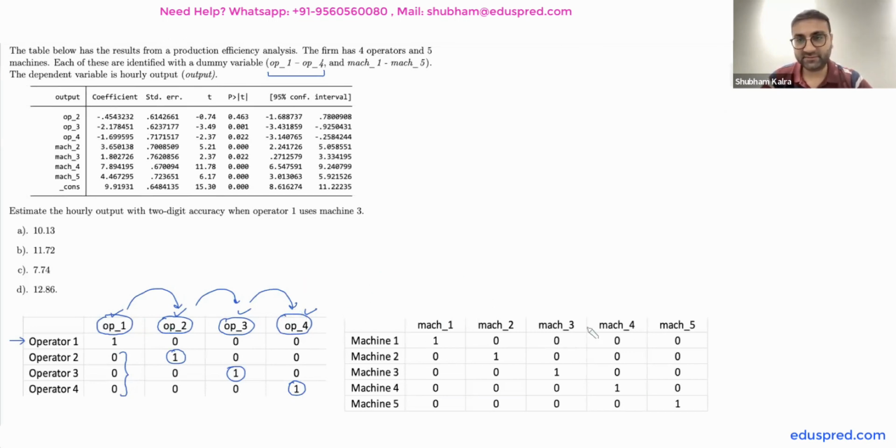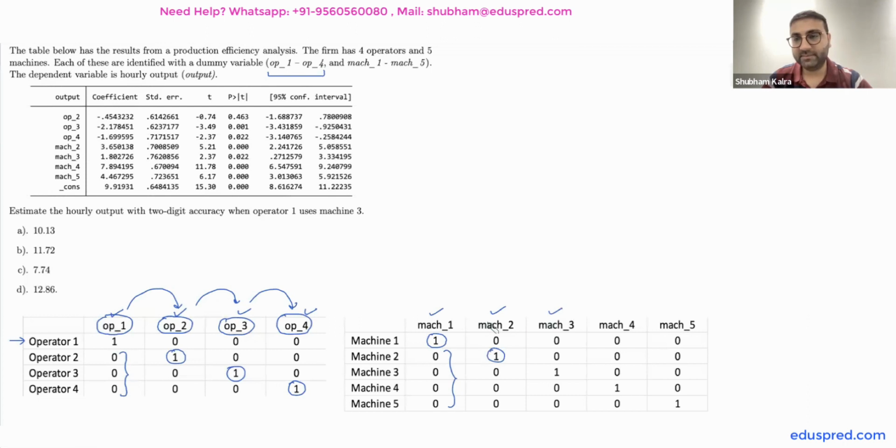Similarly, we have these 5 dummy variables over here, which are representing the machines. So the first dummy variable is MACH_1. This is going to give the value 1 if we are talking about machine number 1 and 0 if we are working with any other machine. The second dummy variable is MACH_2. This will give the value 1 if we are working with machine 2 and 0 for any other machine.